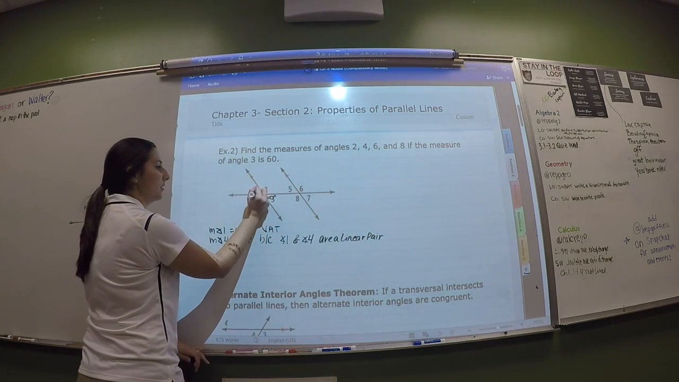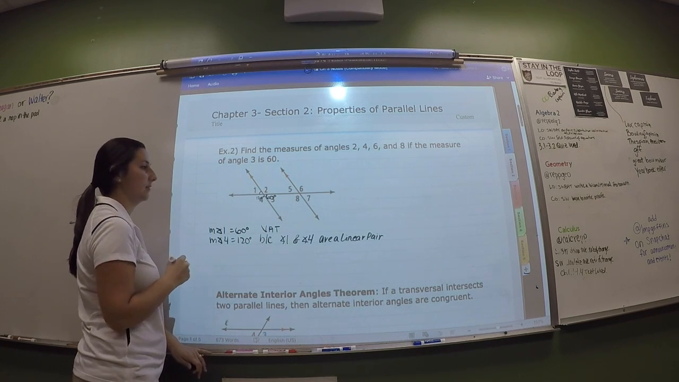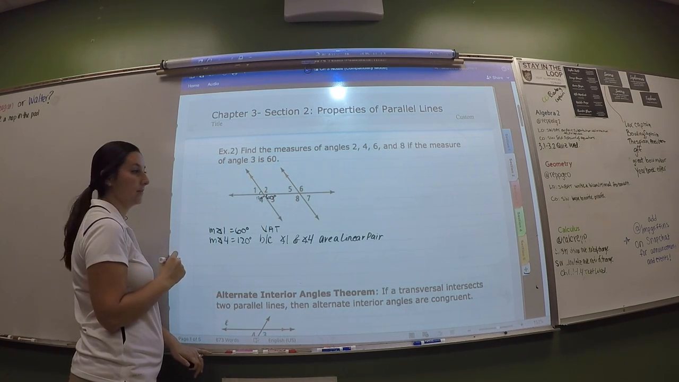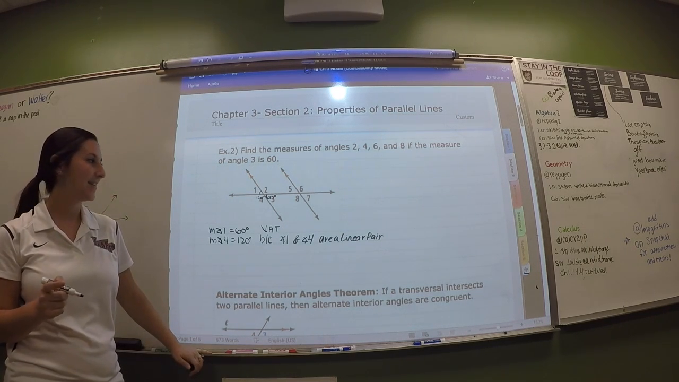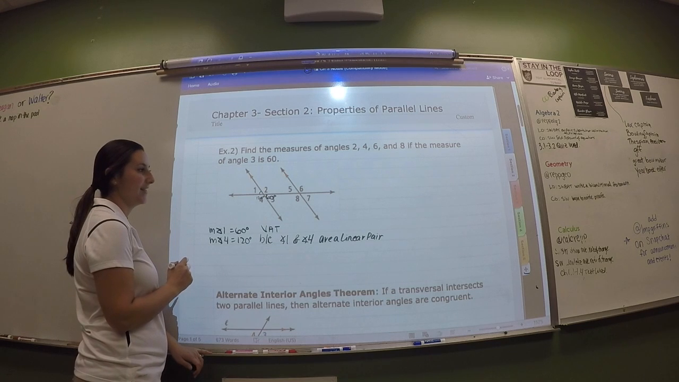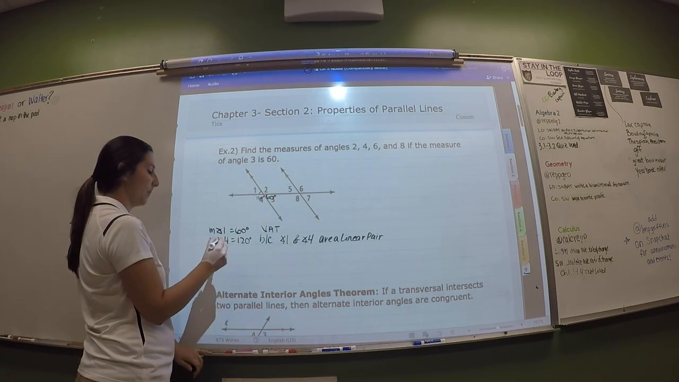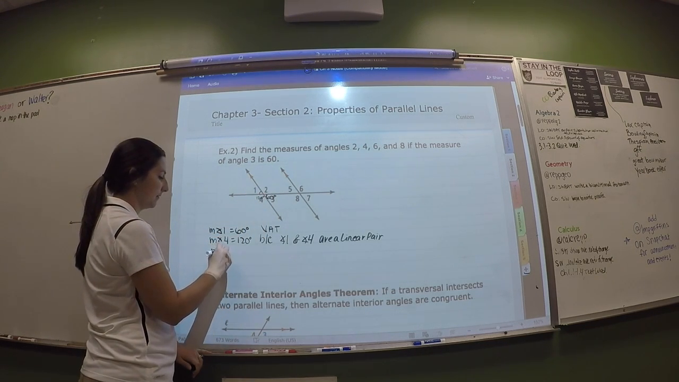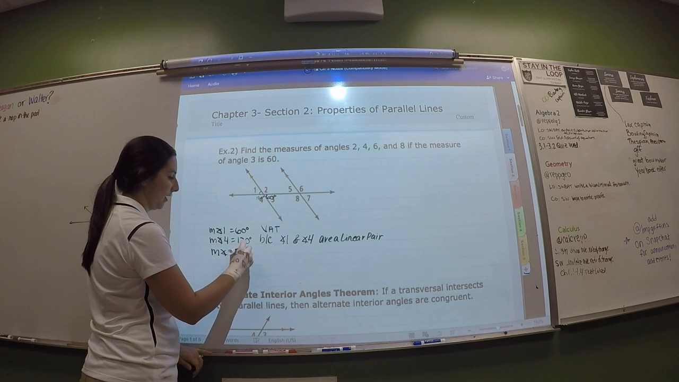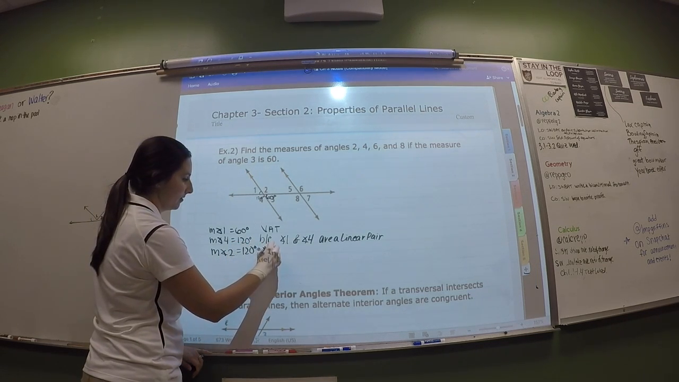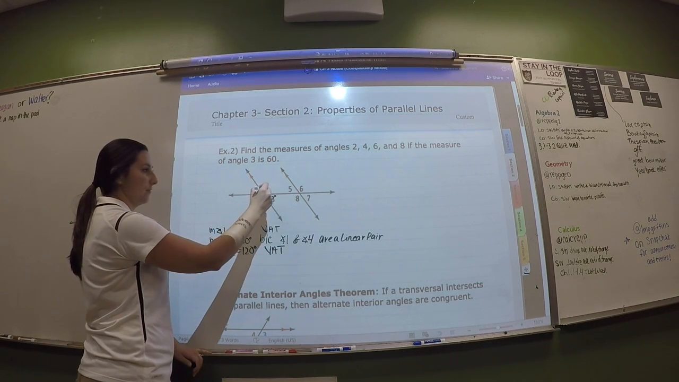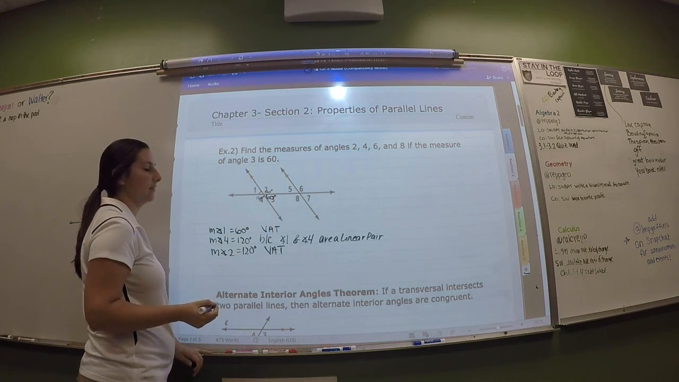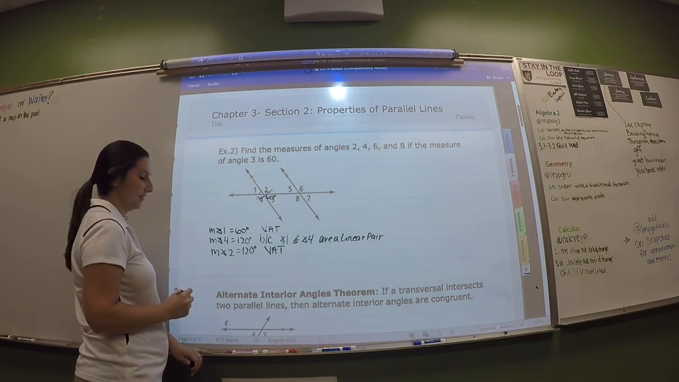Okay, so 120. So you could conclude that 8 is 120. Let's slowly get angle 4 there. Angle 4 is congruent to angle 2 because of the vertical angle theorem. Okay, so that's 120. Okay, what else?